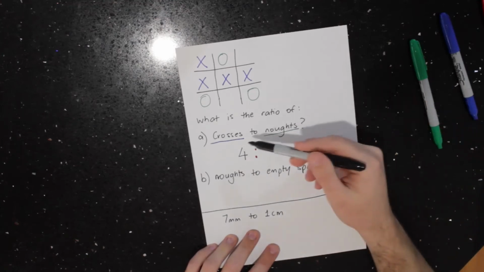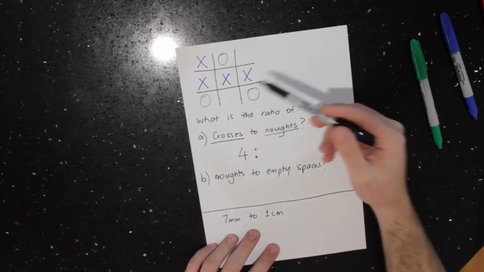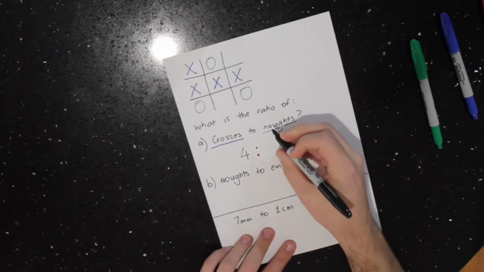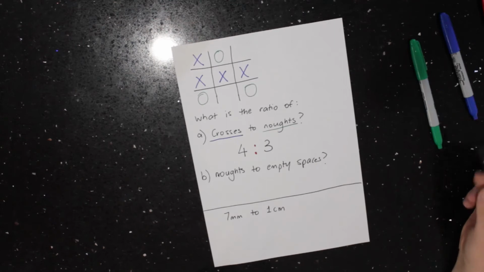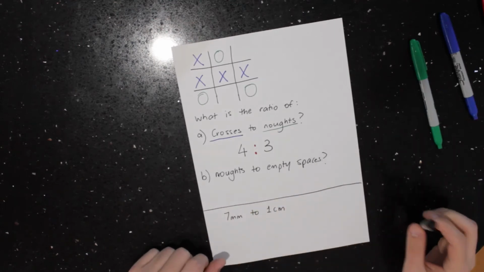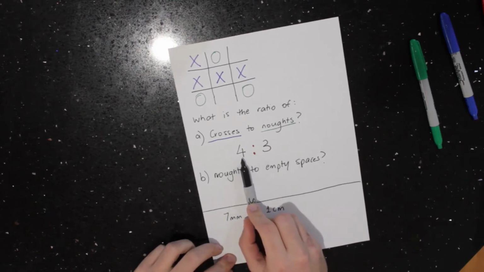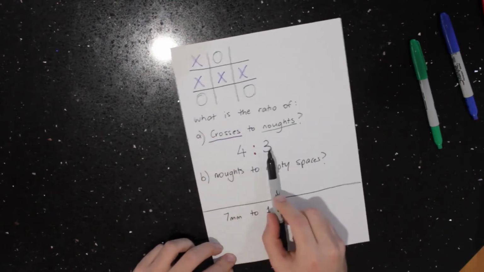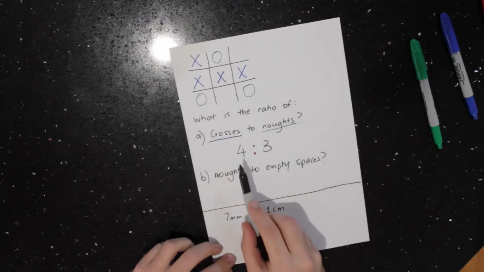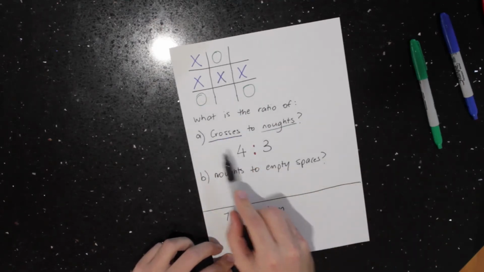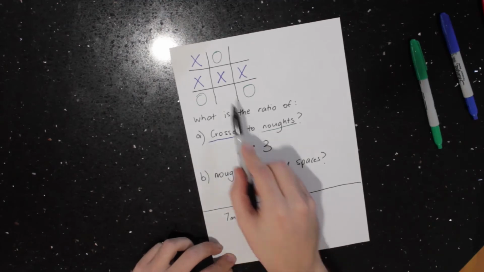Okay? And now it's asked crosses to noughts. So let's count the noughts. 1, 2, and 3. Alright. And there we go. We've actually just written our ratio of crosses to noughts. And what this is saying is, for every 4 crosses in here, there are 3 noughts. 1, 2, 3. For every 4 crosses here, there are 3 noughts.